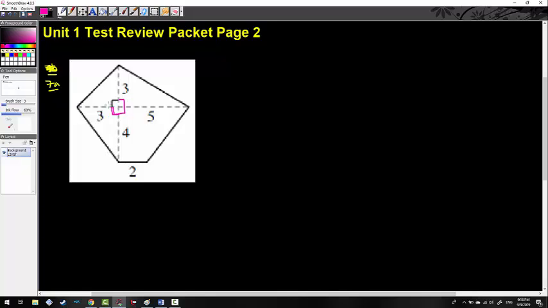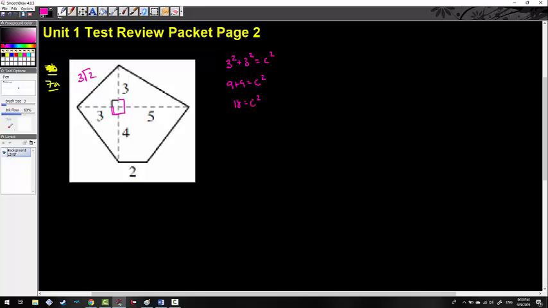So from here, if you know that this is a 3 and this is a 3, that makes this a 45, 45, 90 right triangle. So if you're fast, you can know that this is 3 rad 2. But how would you prove that? Well, you do a little bit of side work here and say 3 squared plus 3 squared is equal to c squared. You would get 9 plus 9 equals c squared.